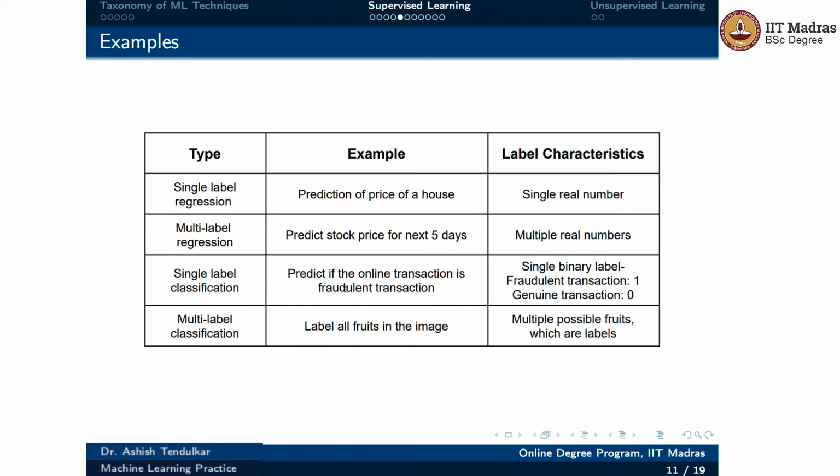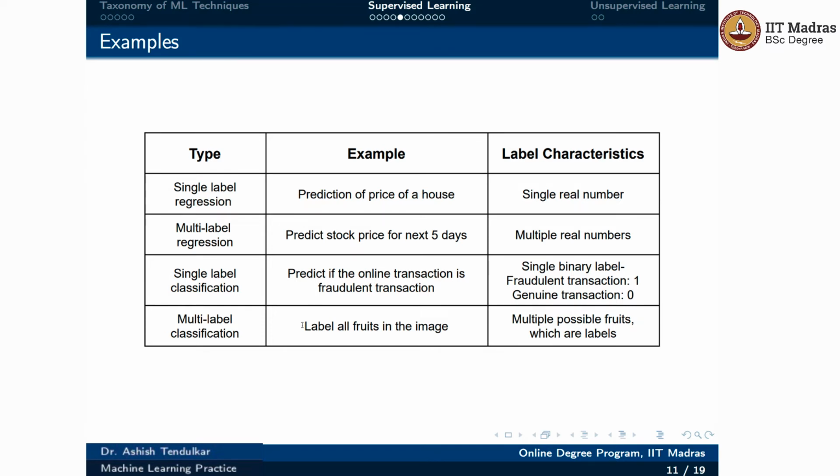So this is an example of a single label binary classification, because there are exactly two labels in the label class, and each transaction gets a single label, which is whether it's a fraudulent transaction or a genuine transaction. So that's why it's a single label binary classification problem.